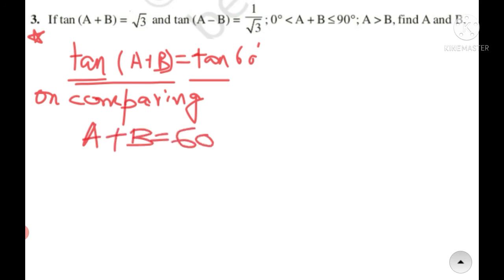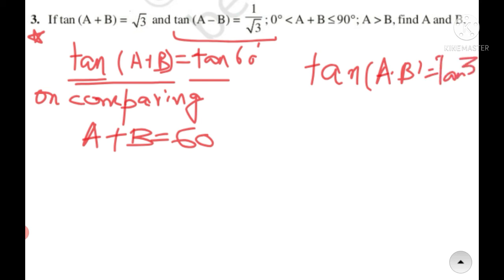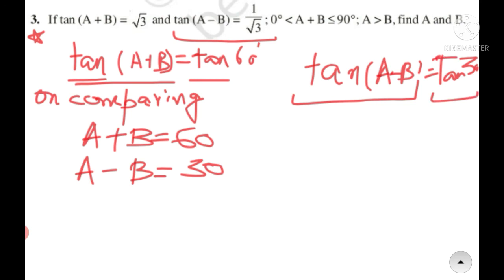And similarly, if I write this second equation, I know that 1 by root 3 is the value for tangent 30. So tangent A minus B is equal to tangent 30 degrees. So on comparing, I get A minus B is equal to 30. So this is the most important step, that you have to compare these two. You don't have to cancel them, you have to compare them.